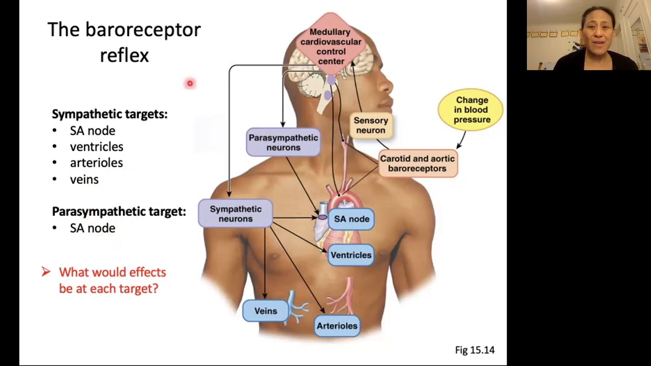All right, so that's all I'm going to say right now about the baroreceptor reflex. In class, we are going to do an exercise where we think through the response of this whole system to both high blood pressure and to low blood pressure.